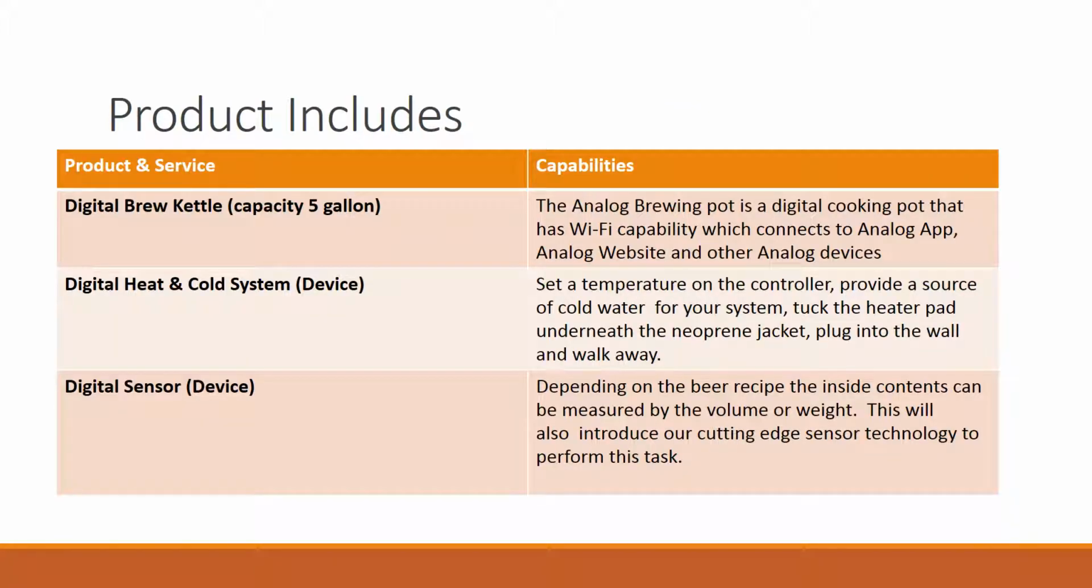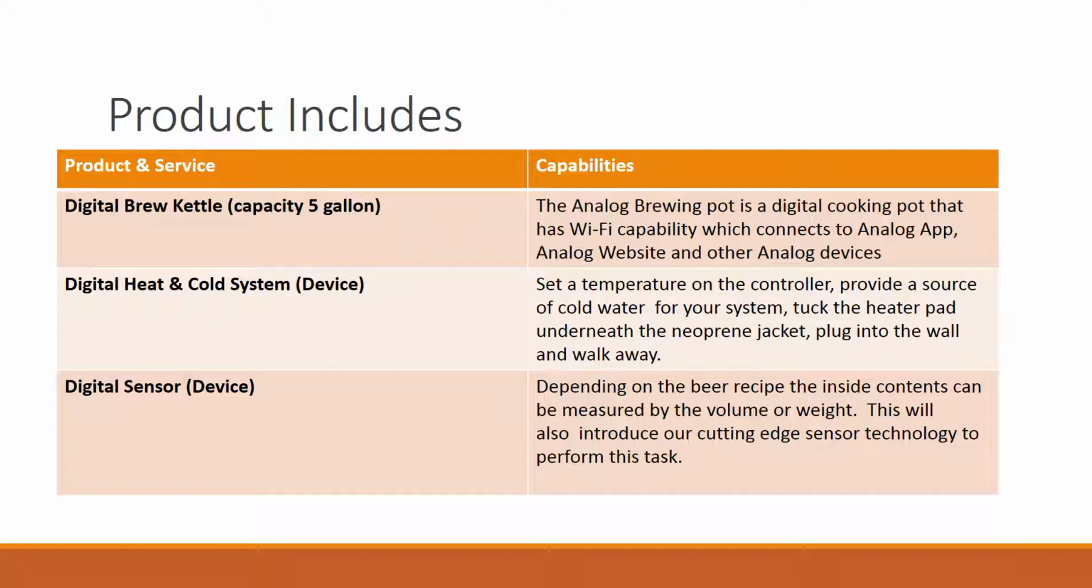So what does the system include? The first thing that it includes is the 5-gallon digital kettle. That kettle has a built-in Wi-Fi as well as an LCD that helps users set their settings digitally. After that, the next item is a digital heat and cool system that helps users adjust their settings. This is connected to the mobile app through a Bluetooth functionality.